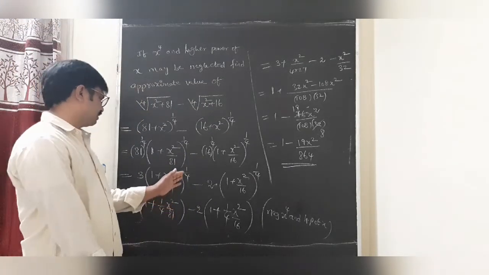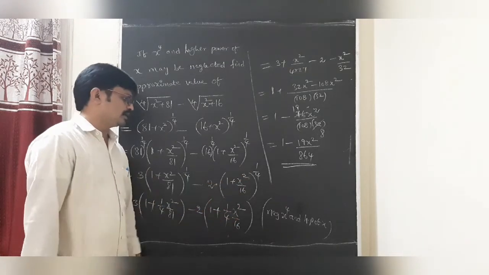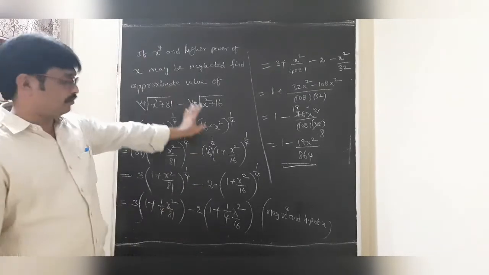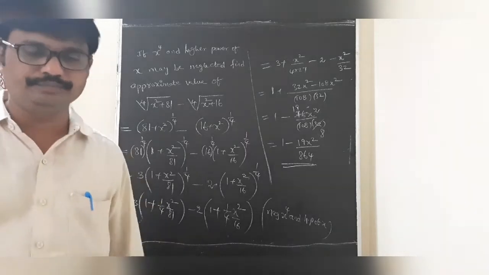Here we observe we are taking only 1 plus nx. This is also 1 plus nx. After that we got x power 4 terms, but they have given that x power 4 and higher powers of x may be neglected. Okay students, write down.